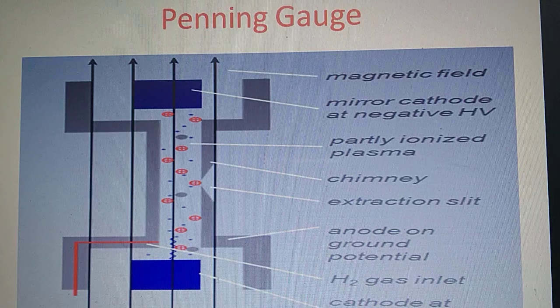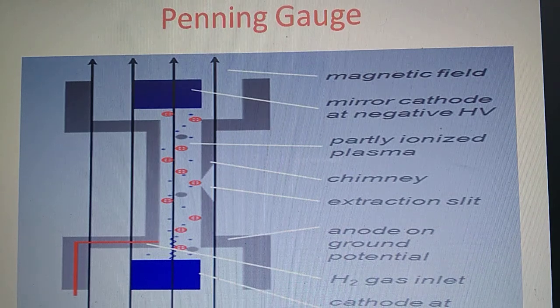The type of cold cathode ionization gauge is a Penning gauge, and this is the diagram or pictorial representation for the Penning gauge. Now in the diagram you can observe the arrow shows the magnetic field applied in a particular direction, right? And there are various parts in it. The parts of the diagram are already named here.